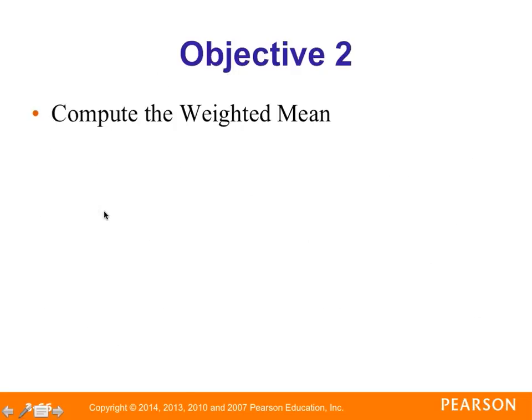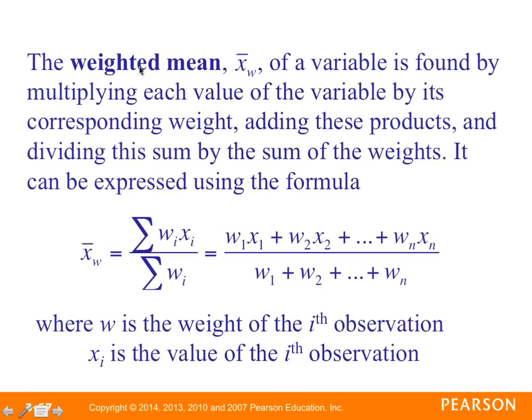Now, if we want to compute the weighted mean, which we can read as x bar with this little sub w, we multiply each value of the variable by its corresponding weight, and then add these together and divide this sum by the sum of the weights. So this looks a little confusing. It's not this difficult in practice, though. All you do is you take the weights, multiply by the observations, and then divide by the sum of all of the weights.